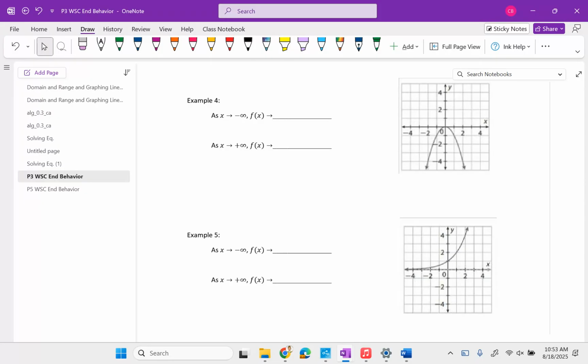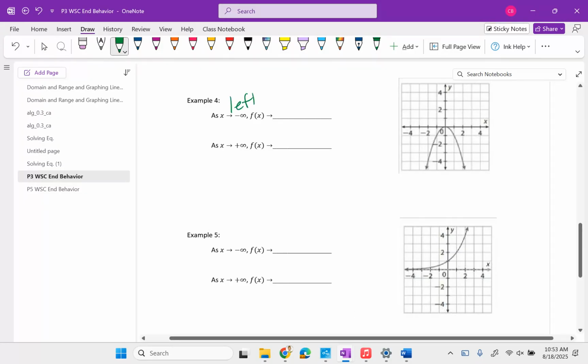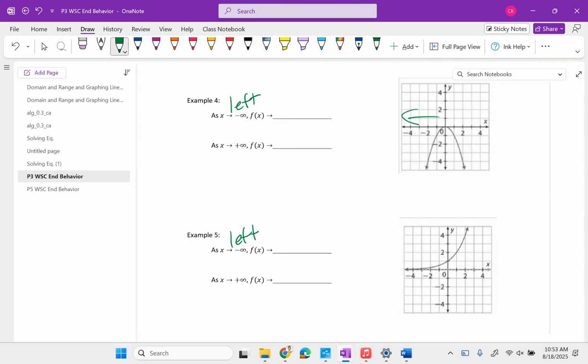Okay, let's talk about it together. All right. So, as we are going to negative, what does that mean? Negative infinity on the x. Which direction? Left. So anytime I see negative infinity on the x, I know I am going left. All right, so to the left, where was the y value going this time? Up or down? Down. What number is down, everybody? Negative infinity.